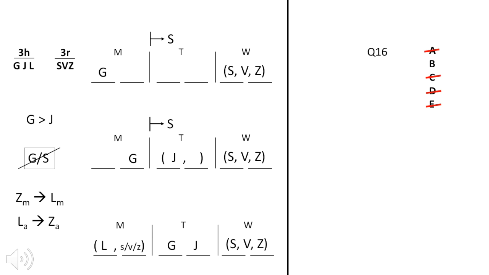Let's check it. B lists L, J, Z. J is already in our diagram, so we just plug in L and Z. This leaves V and S to be divided among Monday morning and Wednesday morning. It turns out it doesn't matter which positions they go in, since all of our rules have been applied. This means they can't violate any. So we can be confident that this scenario will work. B is the correct answer.